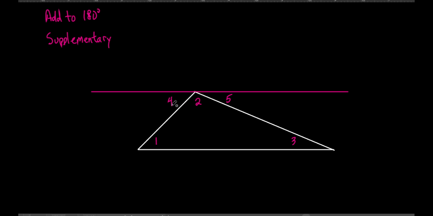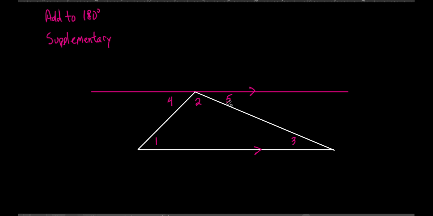So look at 4, 2, and 5. They add up to 180. Exactly right. Okay? Everybody with me on that? By the way, that purple or pink one right here and this one on the bottom, I drew them so they're parallel to each other. That's very important, okay? So I drew that pink line.